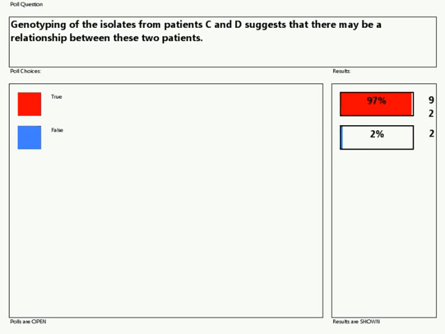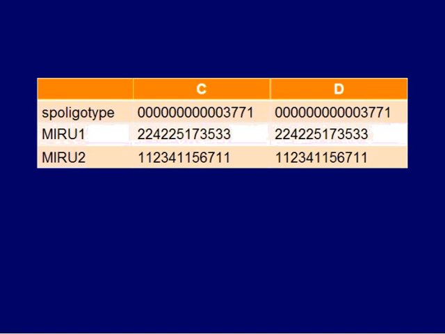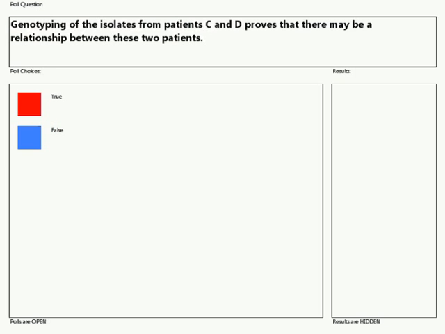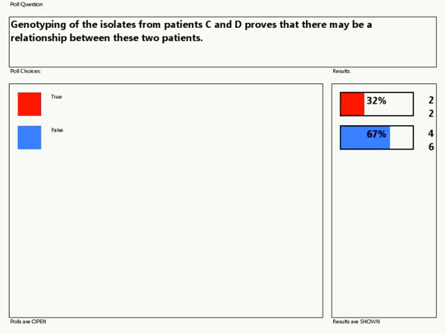Looking at these same results that we just looked at, do they prove that there is a relationship between these two patients? And the result is not quite clear cut, but no, the results are consistent with the conclusion that there is a relationship, but they do not prove that conclusion.